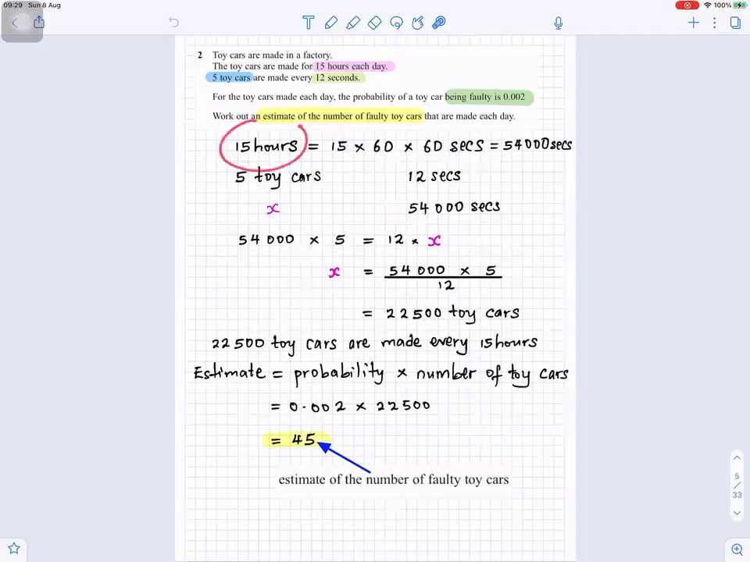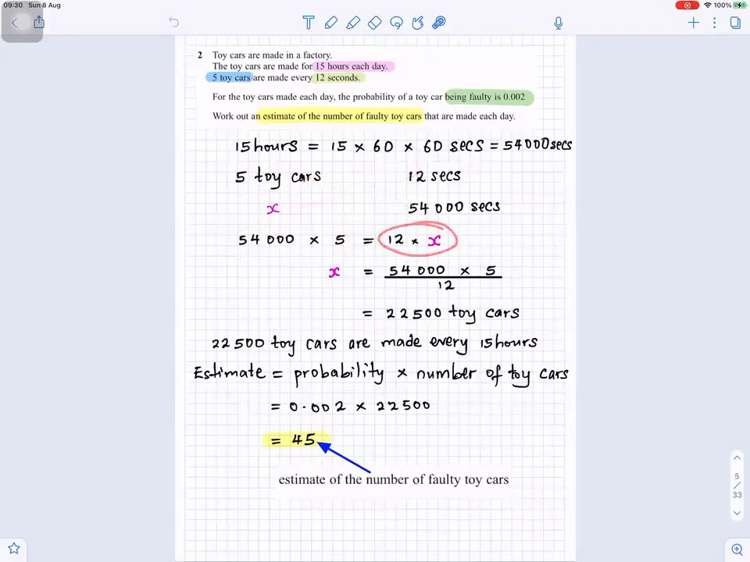So for 15 hours, how many cars are made? We want to change 15 hours to seconds. So 15 times 60 minutes times 60 for seconds, that gives you 54,000 seconds. So 5 toy cars are made for 12 seconds. X toy cars are made for 54,000 seconds. So we cross multiply. 54,000 times 5 is equal to X times 12.